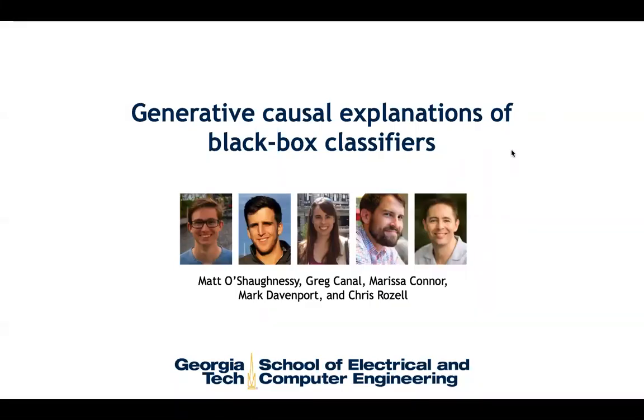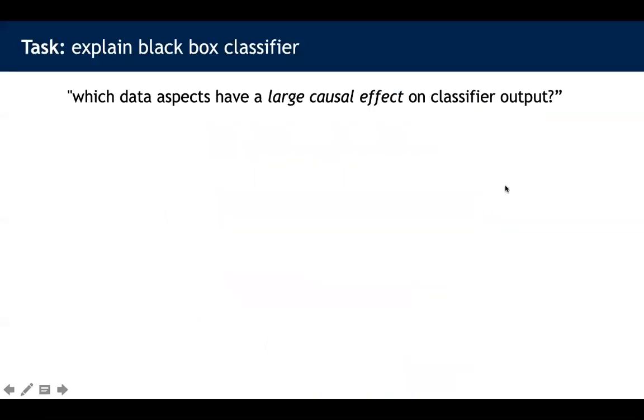In our work, we develop a framework for explaining black box classifiers. We propose that an explanation should be based on principles of causality. An aspect of the data explains the black box's action if changing it, while keeping all other aspects constant, produces a corresponding change in the classifier output. These aspects have a large causal effect on the classifier output.